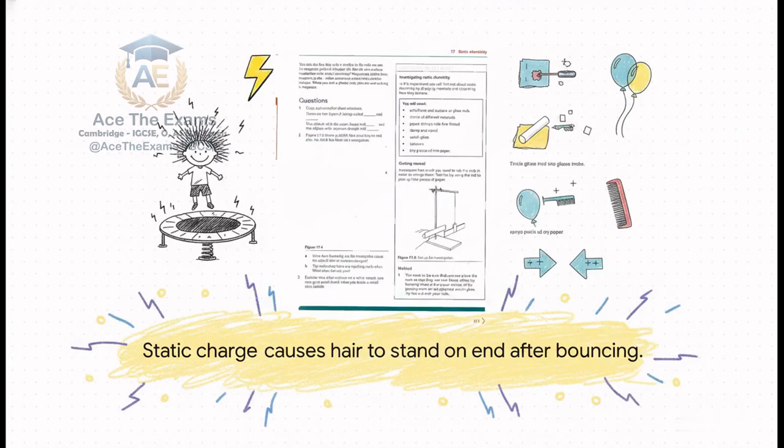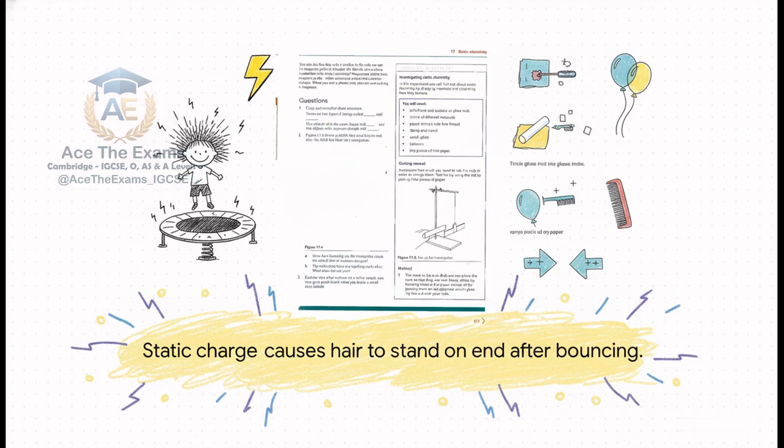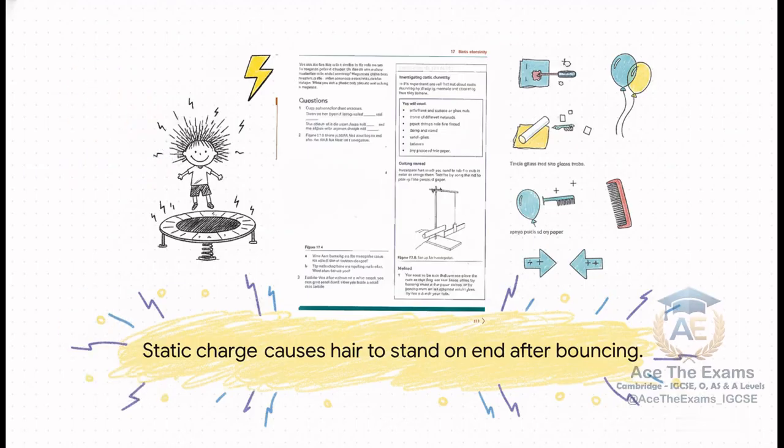Now take a look at this. Notice the child on the trampoline. Their hair is standing on end, literally reaching for the sky. Why is this happening? Well, bouncing on the synthetic material of the trampoline creates a massive amount of friction. That friction generates an invisible electrostatic force all over their body.